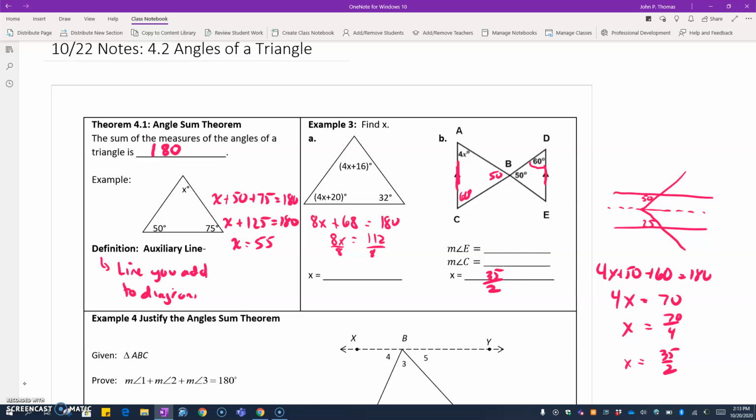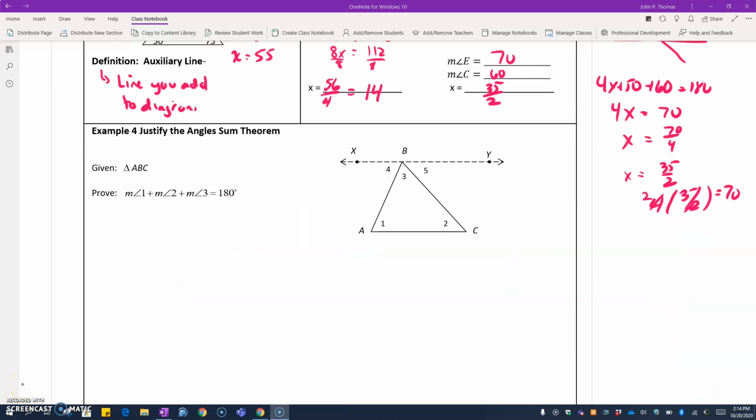It asks us for the measure of angle C, that's 60. And then it also asks us for the measure of angle E. So if I take that 35 halves and I plug it back into 4x, then I'm going to be able to reduce, so the half and the 4 will cancel. So I've got 4 times 35 halves. I can reduce there. So it's 2 times 35, which is going to be 70. All right, so angle E is 70 here. And there's a lot of ways to get there, but that is, I think, the easiest route.